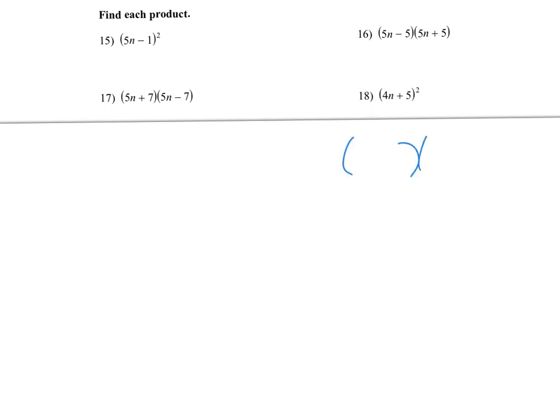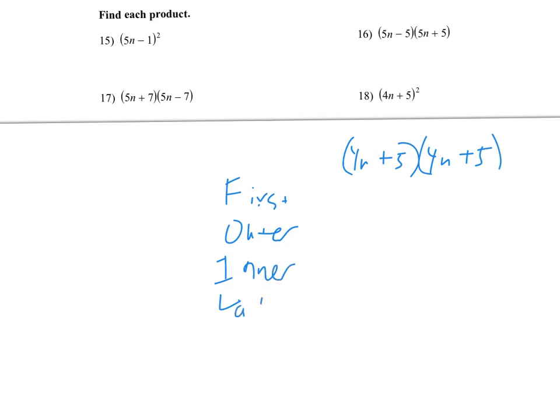So on this one, I need to write it twice. So I have 4n plus 5, 4n plus 5. So on this one, I'll go ahead and show the FOIL, which is first, outer, inner, last. Remember though, you can use the box on all of these. FOIL and the box are interchangeable, but I like to show both techniques here.